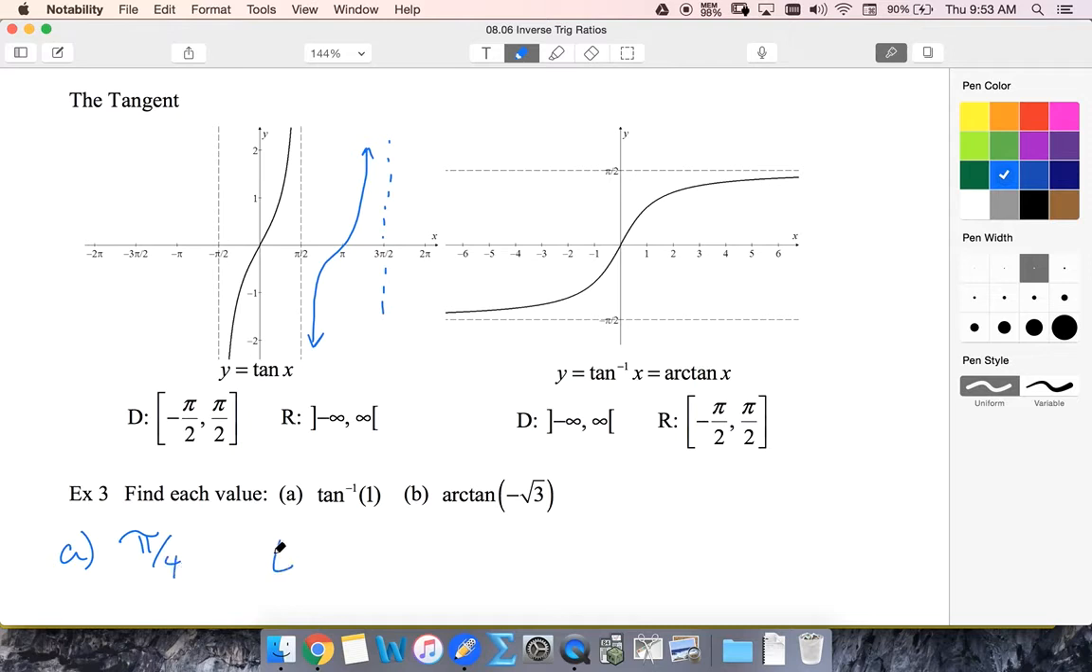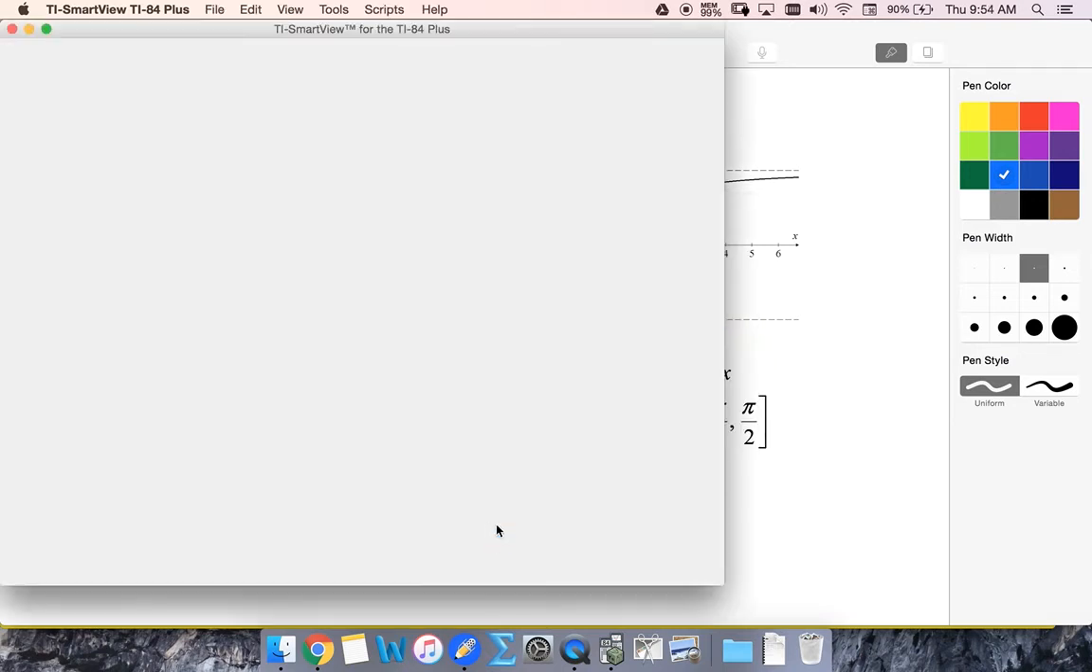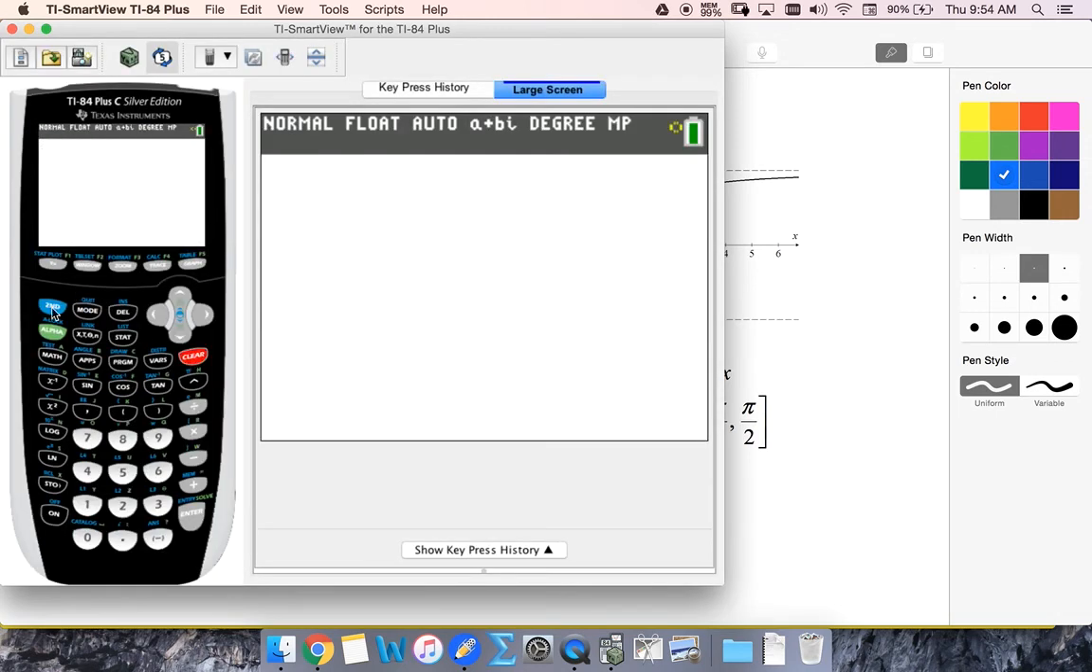All right. So in B, arctan of negative root 3. Negative root 3 is somewhere down around here. So let's look at that. Sorry, I should have had it open already. All right, so negative root 3. So square root of 3. And then I also want to compare that to pi over 2 just to see how close we are.